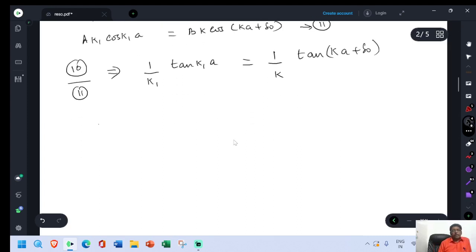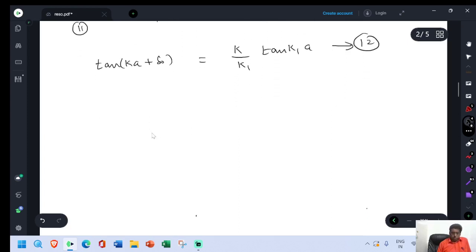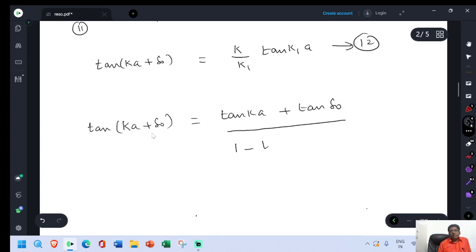From the above equation, tan of ka plus delta 0 is equal to k by k1 tan k1a. This is equation number 12. Just cross multiply this: k by k1 tan k1a equal to tan of ka plus delta 0. But tan of ka plus delta 0 is equal to tan ka plus tan delta 0, whole divided by 1 minus tan ka into tan delta 0. Here the formula I have used is tan of a plus b equal to tan a plus tan b divided by 1 minus tan a tan b. See, this is equation 13. So left hand sides are equal, so the right hand side should also be equal.